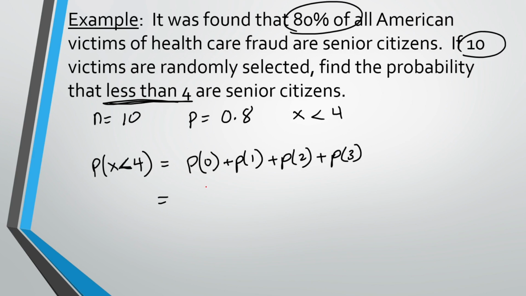You can do the calculations individually and find P of 0, P of 1, P of 2, plus P of 3, but that's too much work. We can just type in the whole thing on the computer, and I'll show you that now.